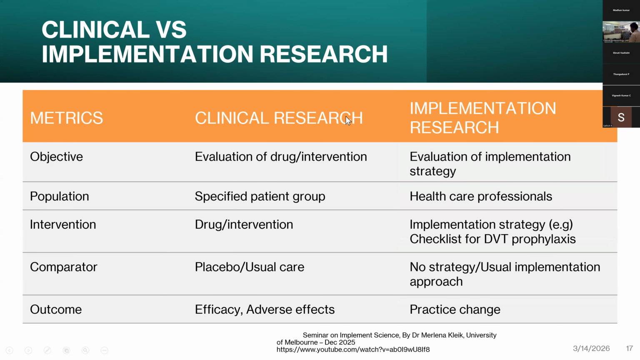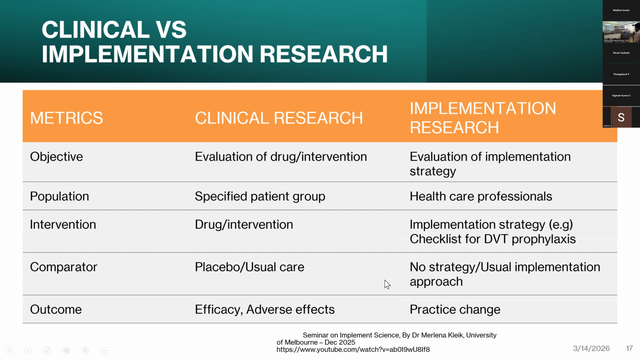And how is implementation research different from clinical research? For this, I've quoted Dr. Merlina's seminar on implementation science, which was given in CU in December 2025. So in clinical research, the objective is to evaluate a drug or an intervention, whereas in implementation research, the aim is to evaluate an implementation strategy. The population in clinical research is a specified patient group, whereas the population intended in implementation research is the healthcare professionals. The intervention is a drug, whereas in implementation research, it is an implementation strategy.